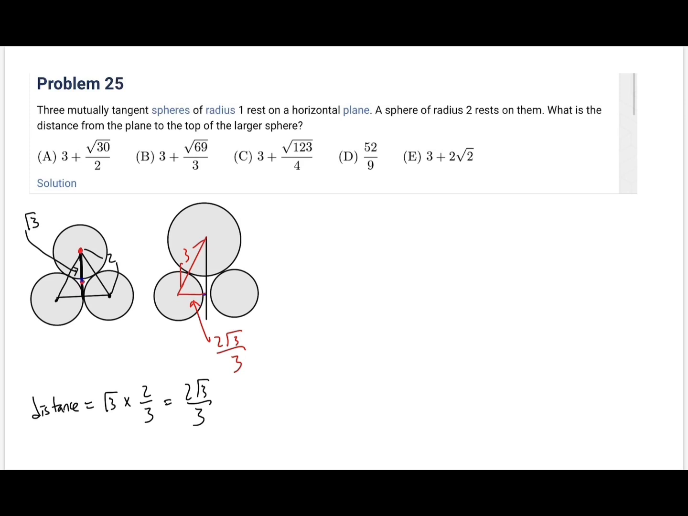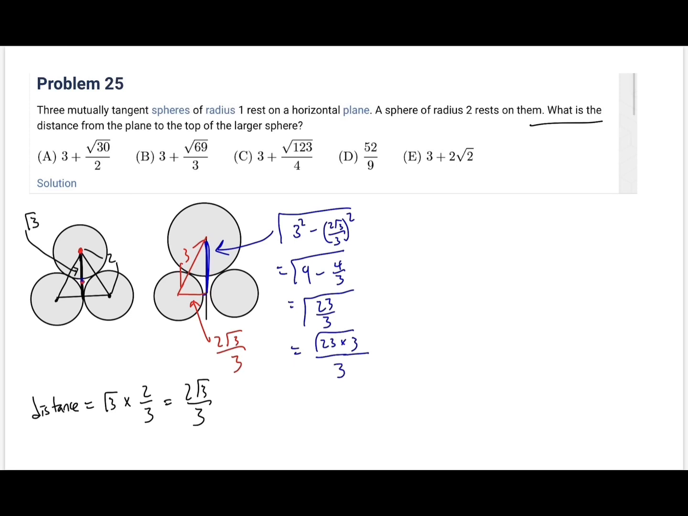And so what we want to find is the distance from the plane to the top of the larger sphere, right? So we have this length and this length, and so we only need this height, right? So the height of this triangle would be the square root of 3 squared minus (2 root 3 over 3) squared. This is root of 9 minus 4 over 3. This is root of 27 minus 4, so it's 23 over 3. So this is root 23 over 3.